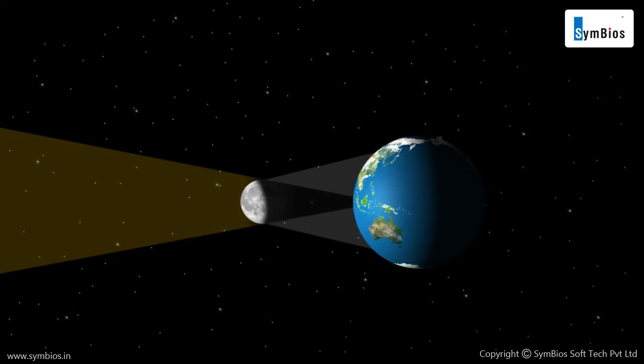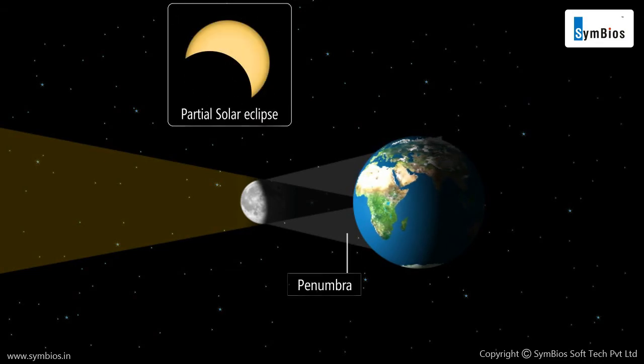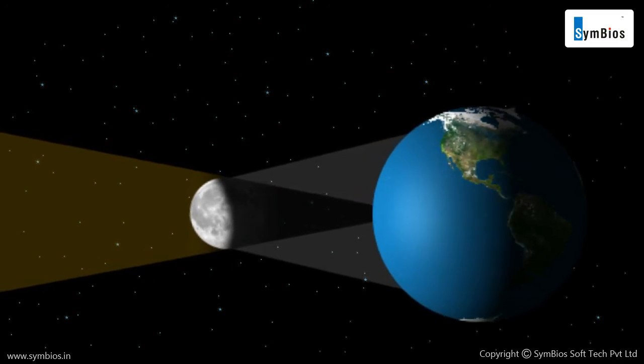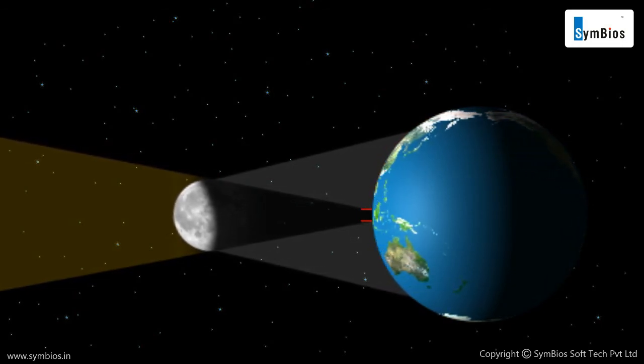The moon's shadow also has an umbra and penumbra region. The umbra region experiences a total solar eclipse. The penumbra region, where view of the sun is partially obstructed, experiences a partial solar eclipse. Here, since the source of light is very large and the object is small, the umbra decreases in size as the moon moves away from the earth.